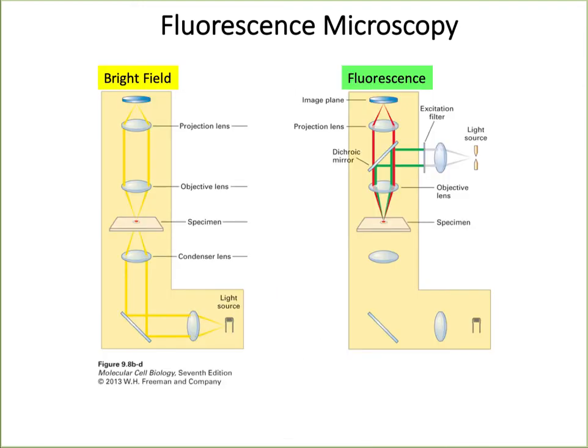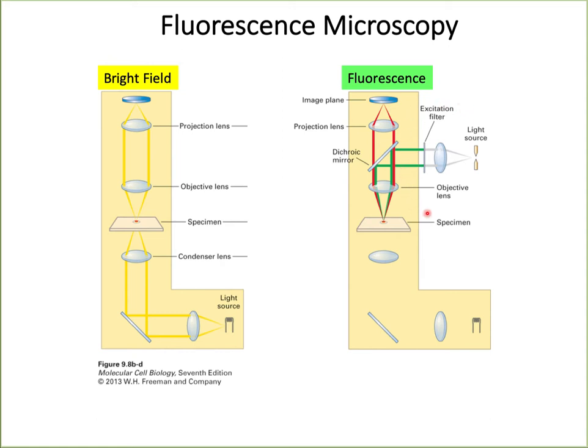So, on the side, a comparison of a light microscope and the fluorescence microscope. Looking at the bright field light microscope, all the light actually comes from a lamp, and the light is focused onto the specimen through the condenser and passes through the specimen, then goes through the projector lens to the detector. For the fluorescence microscope, the light source is usually a laser. The light passes through an excitation filter, which only allows the light of the excitation wavelength you are interested in to pass through the filter.